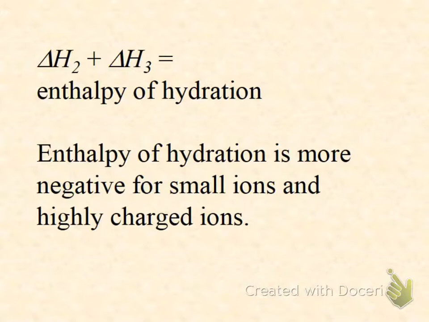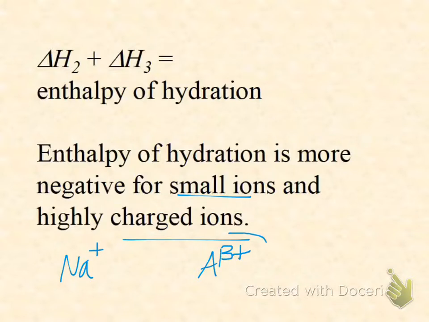So the enthalpy of hydration is going to be more negative for small ions, and also for highly charged ions. So in other words, if I had a sodium plus and I had aluminum 3 plus, this is going to be higher, because first of all it's small because it lost 3 electrons, and it's highly charged. So that enthalpy of hydration for the aluminum would be higher than for the sodium.